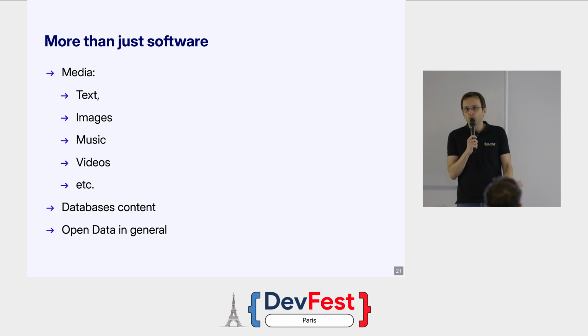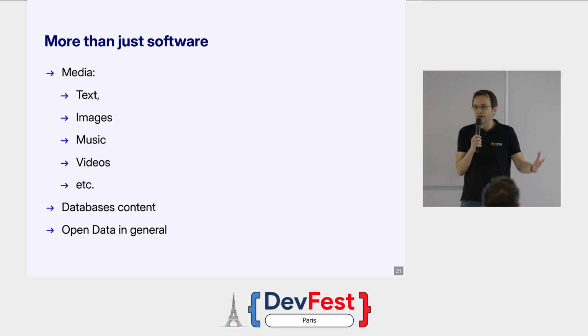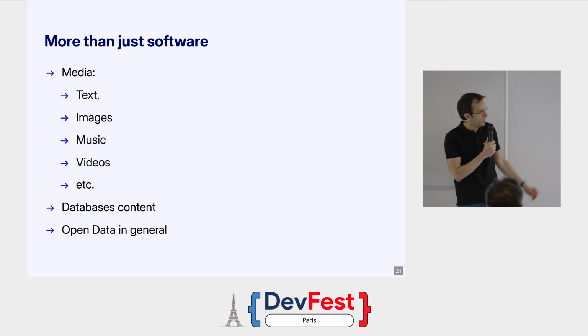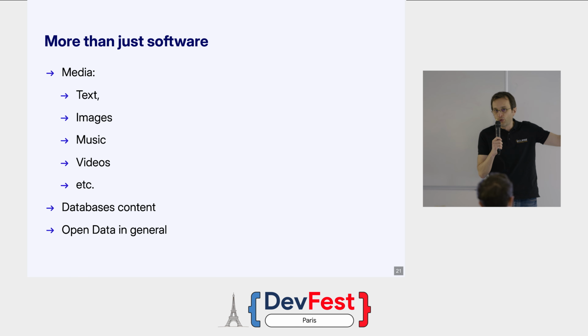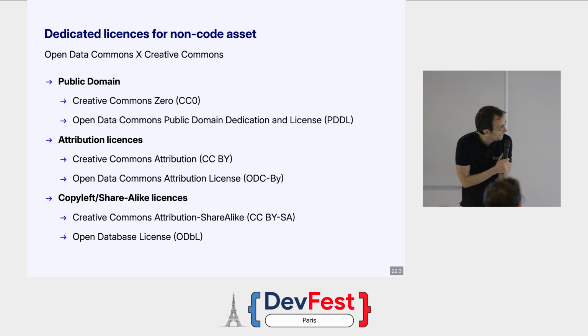Licenses are not just for software. You have licenses for media, what we call text, images, music. Maybe you've heard of Creative Commons sometimes. Wikipedia is under a Creative Commons license, for example. For database content and for open data in general, you have licenses in the same way. So you have the Creative Commons and the Open Data Commons.